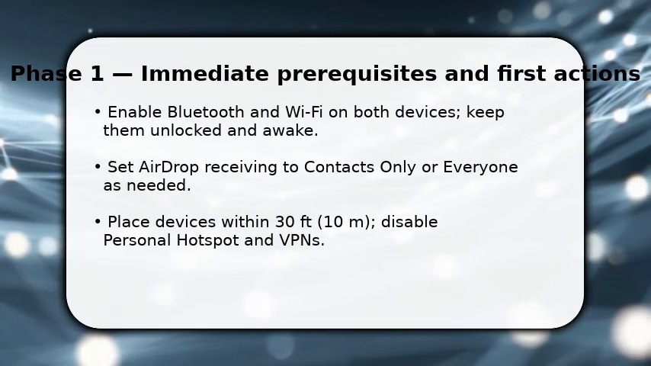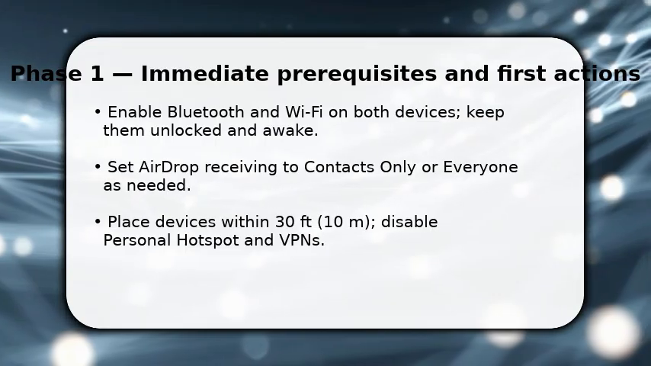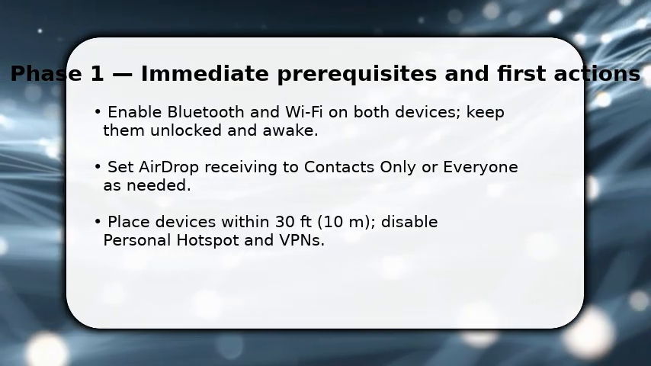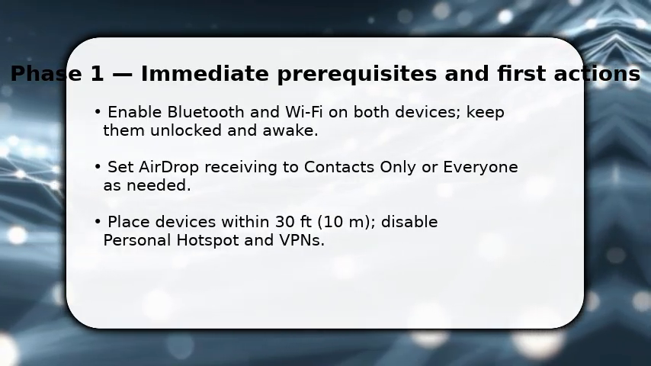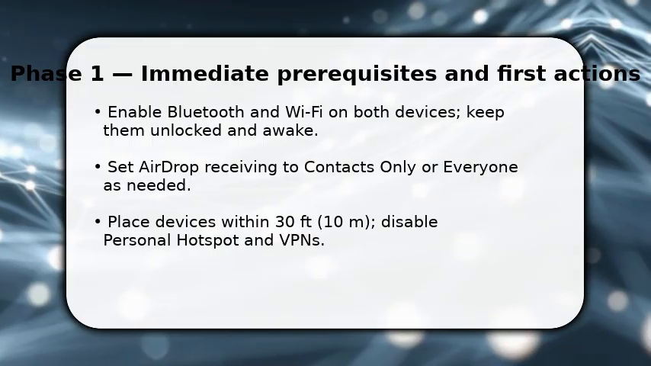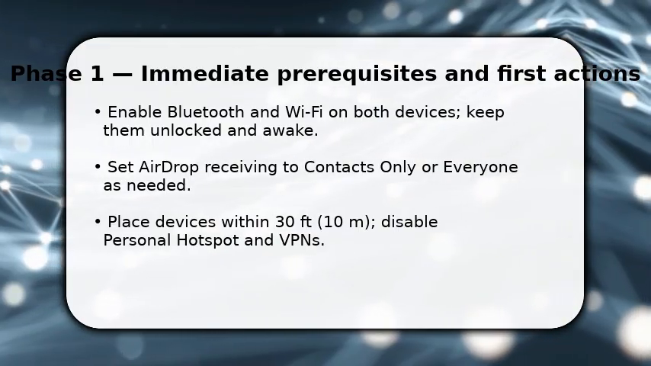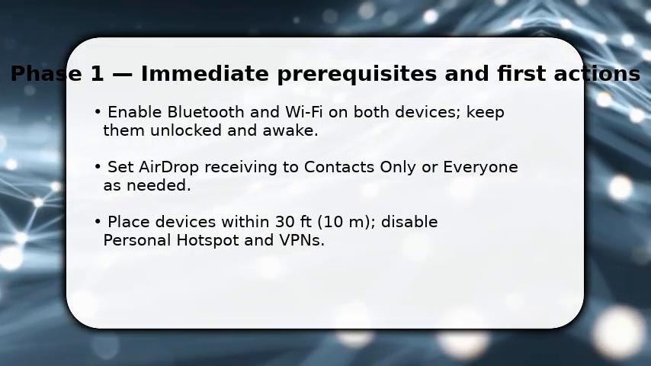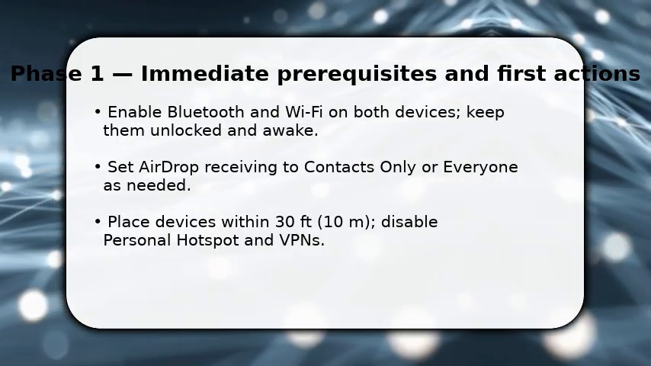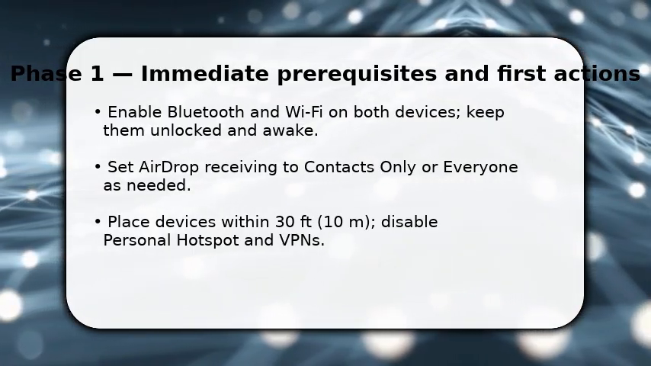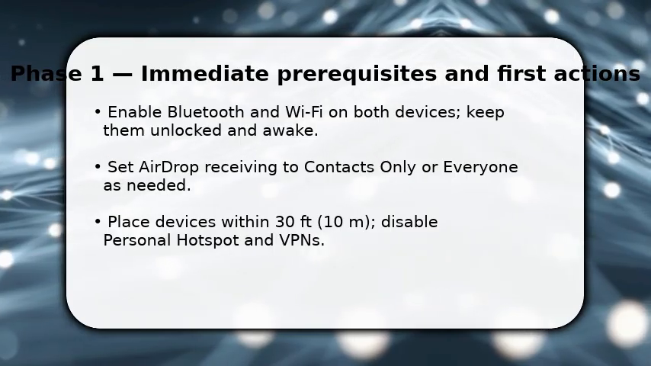You start by confirming prerequisites: Bluetooth and Wi-Fi on, screens unlocked, and devices near each other. Once done, open Control Center and set AirDrop to contacts only or everyone, depending on who you trust. Make sure personal hotspot and VPNs are off because they interfere with peer discovery. If contacts only fails, temporarily choose everyone to isolate permission issues.